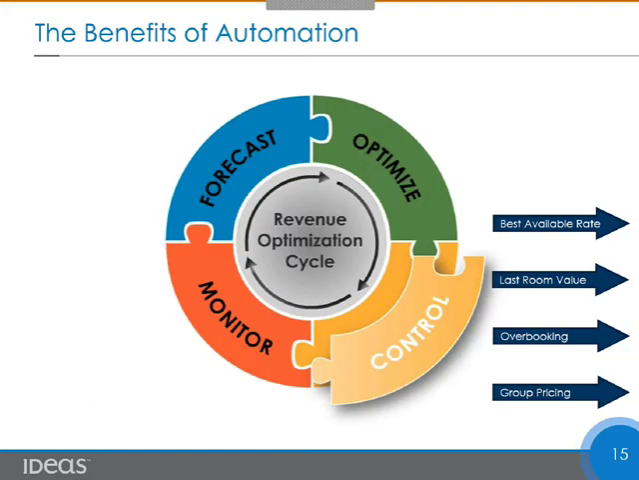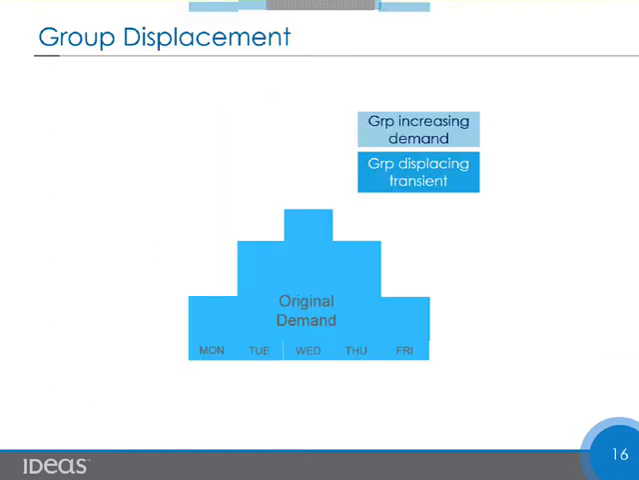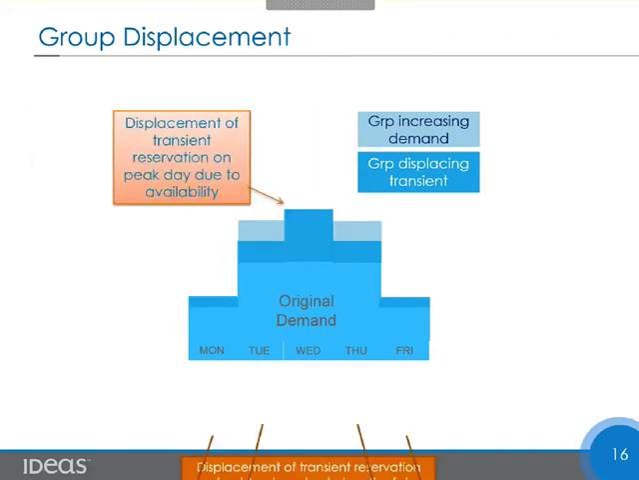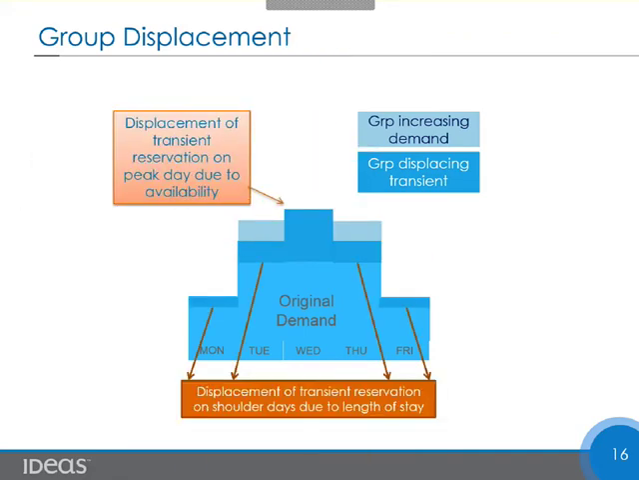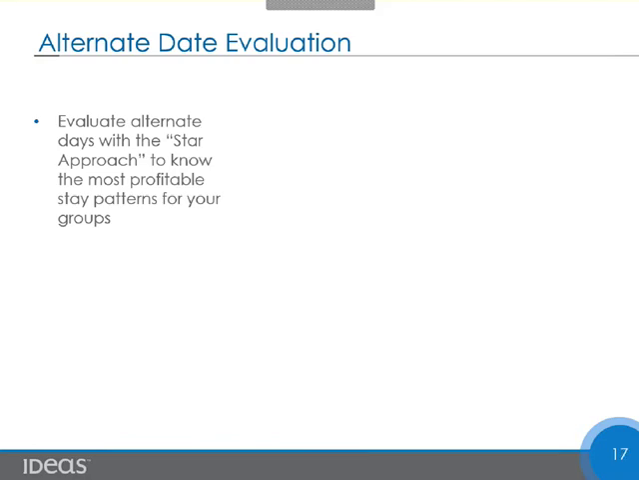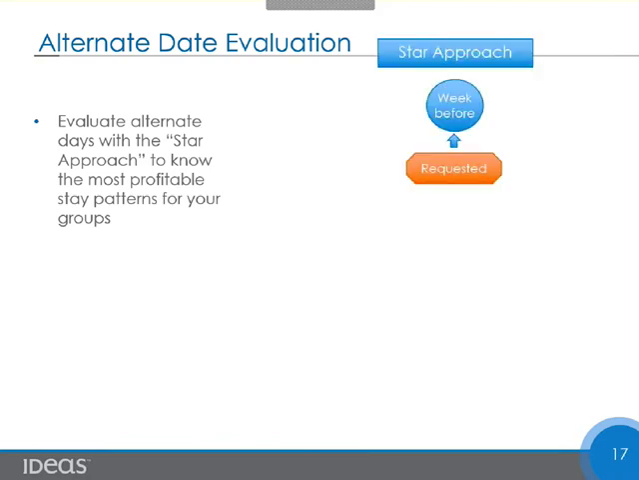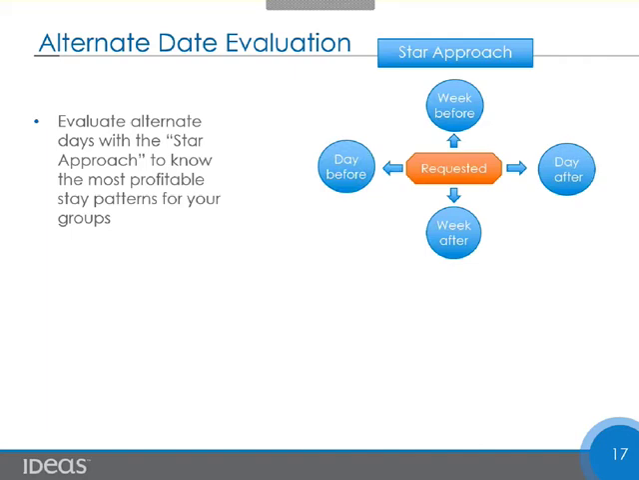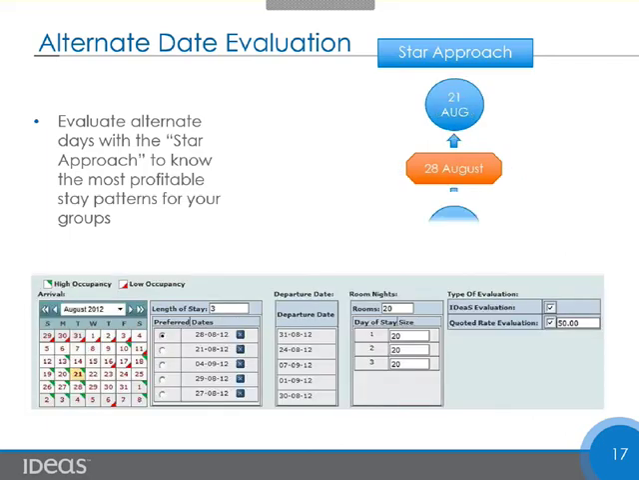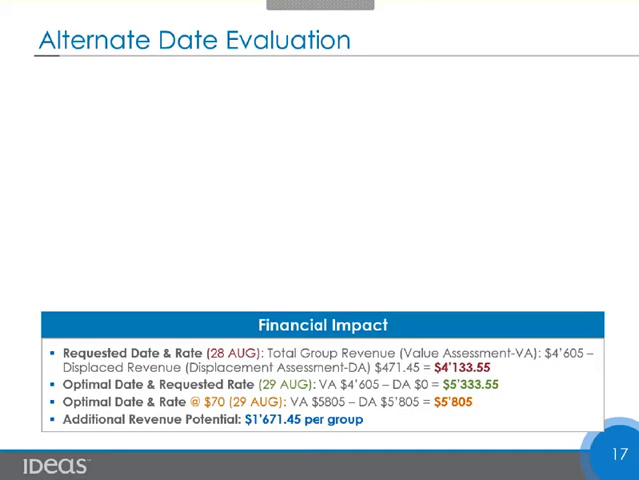Last but not least, let's talk about groups. We talked about group pricing and displacement analysis in our optimization webinar already, and a system will help you with these. However, a system will go a step further, and you will be able to analyze not only the date in question, but as well alternative dates. In this example, you got a group request for the 28th of August, but you decided to analyze a day before, a day after, a week before, and a week after.